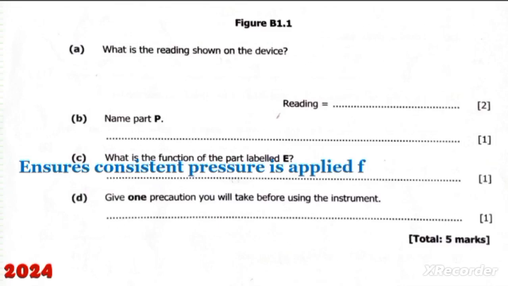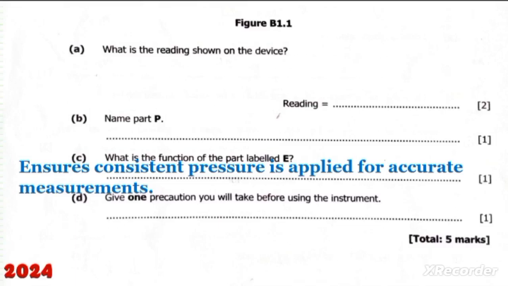So the role of the ratchet is to make sure that there is consistent pressure applied for accurate measurements. Okay, so to attain accurate measurements, consistent pressure is needed.